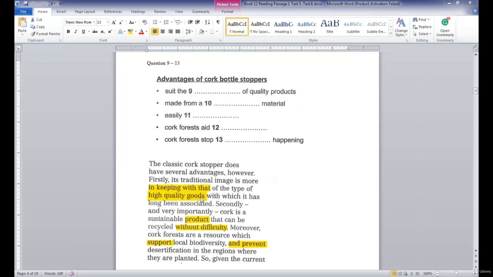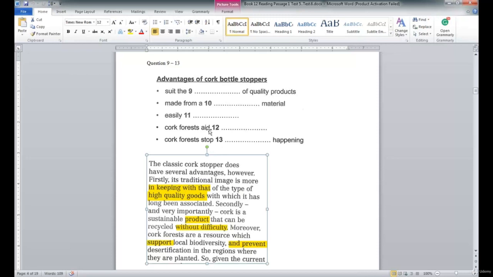So, number 9 is actually the word image. Number 10 is sustainable, right? It says, secondly, and very importantly, cork is a sustainable product, right? Product is a synonym for material. That means that the answer is sustainable. Number 11, the key word is easily. What's the synonym for easily? Without difficulty. That means the answer is recycled.